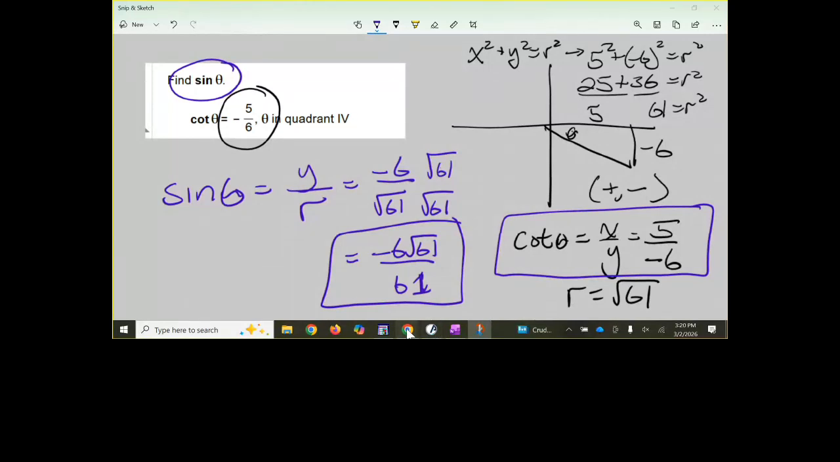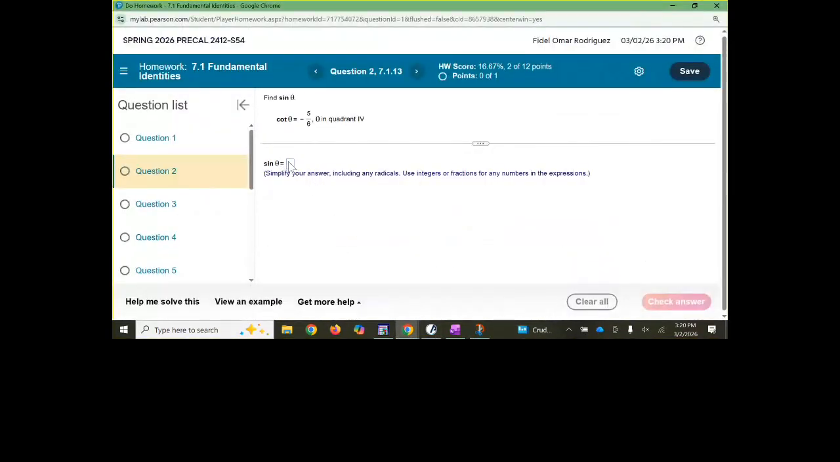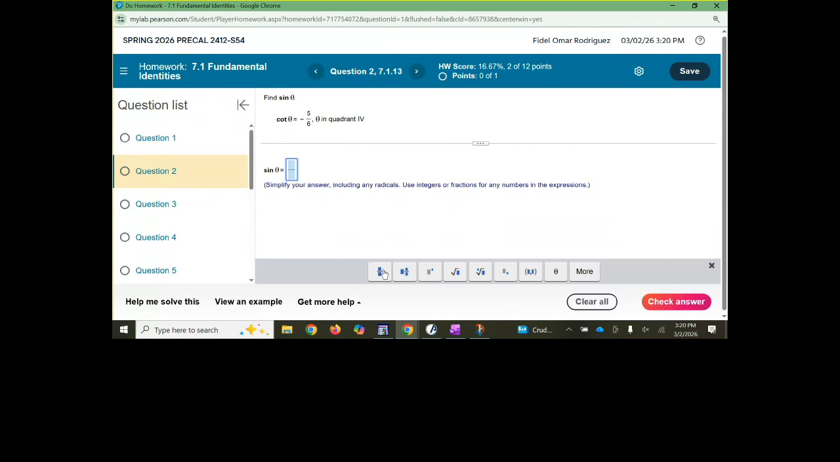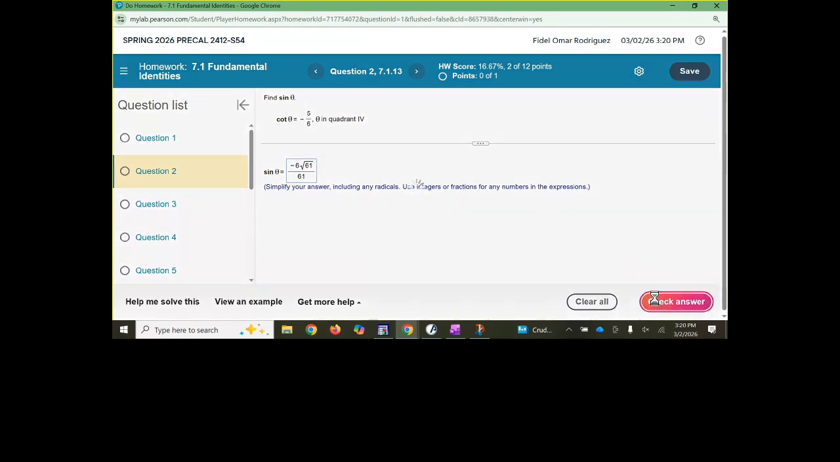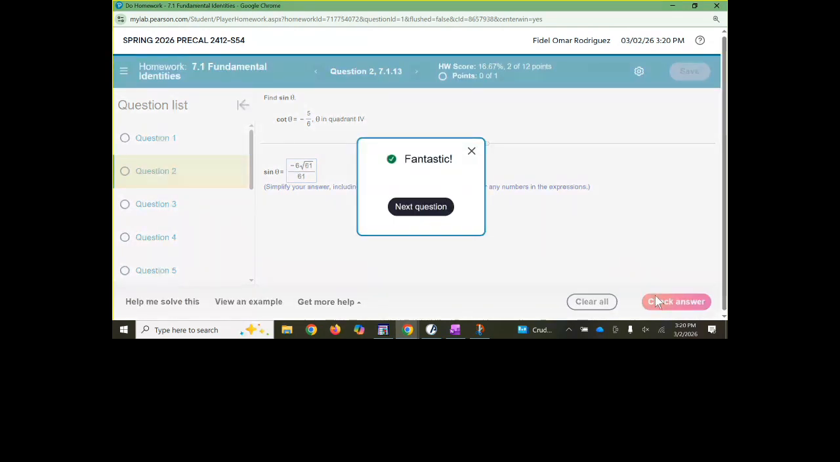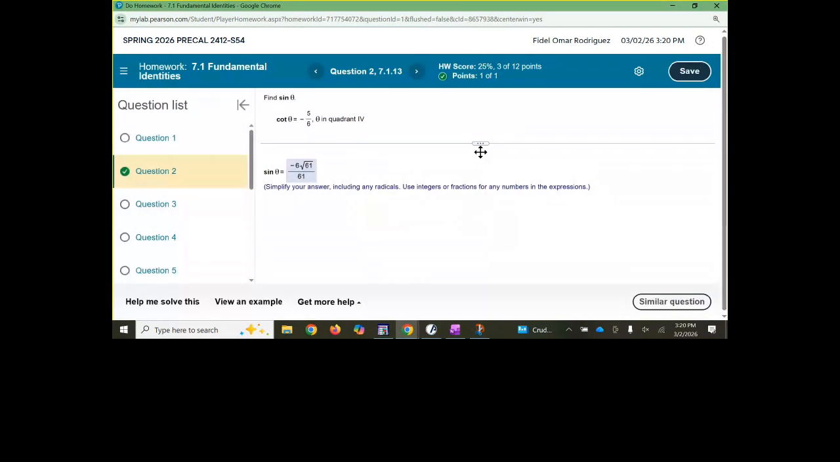Look, y'all, if you're wondering like, hey, Omar, how do I know you're telling me the truth here? Boom, negative 6 square root 61 all over 61. Let's check our answer. Boom, I would have been real embarrassed if I would have said it was wrong, right? Boom, but it was right, okay? But that's what I'm trying to do here, okay, y'all? So look, let's do a couple other ones. Again, I want to give you guys some practice with some of this stuff here.